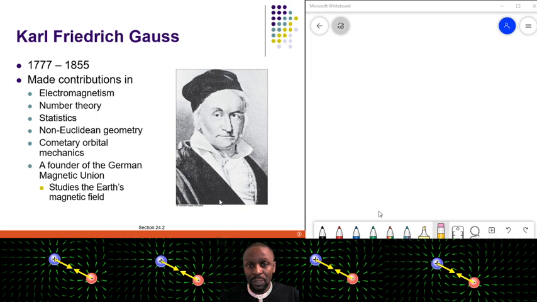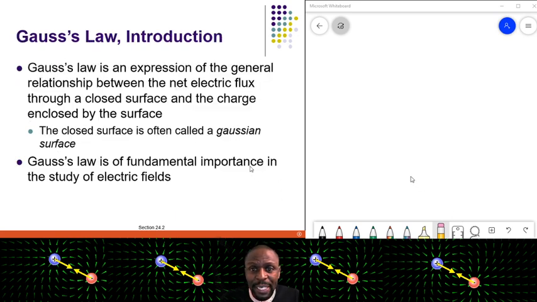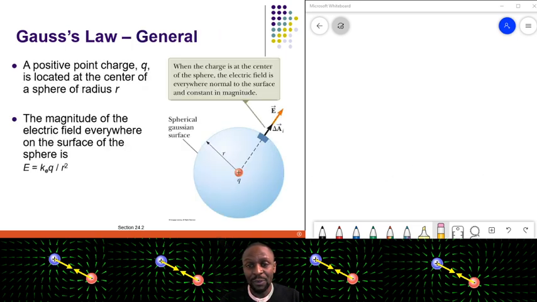Good. Let me also introduce you to Gauss' law, which is named after Carl Gauss, who was a German mathematician as well as a physicist. And he made a lot of contributions in electromagnetism and many other fields of maths and mechanics. Right, Gauss' law is an expression of the general relationship between the net electric flux through a closed surface and the charge enclosed by that surface. Now, the closed surface is often called the Gaussian surface. Gauss' law is of fundamental importance in the study of electric fields.